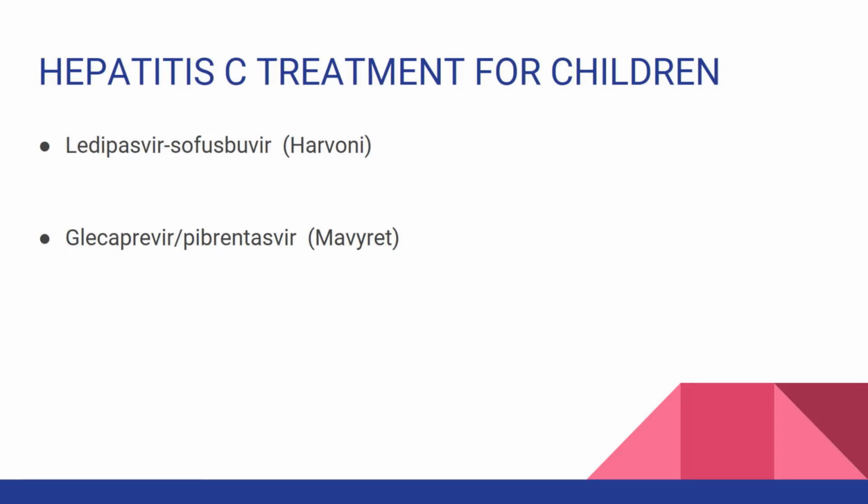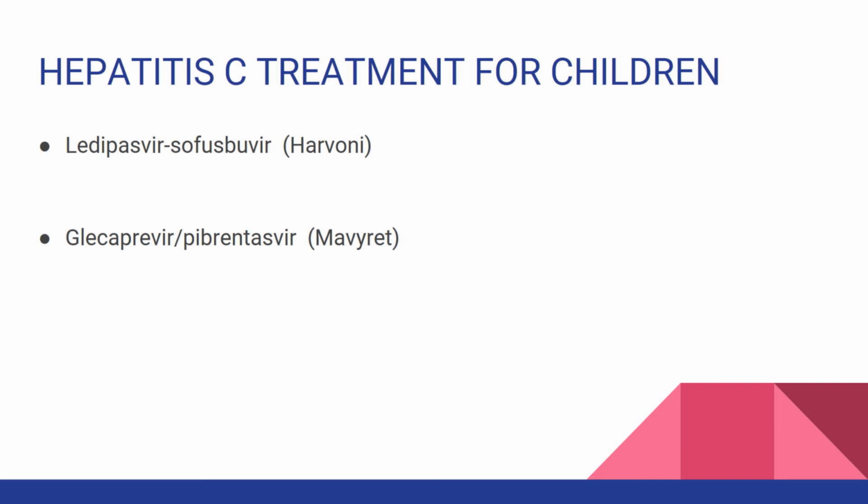Now, the good news is there are at least 2 treatment interventions which are effective to treat children who develop hepatitis C infection: Harvoni and Mavyret. These antivirals are very well tolerated without side effects. Children with hepatitis C who are 3 years old and above can be treated with these 2 antiviral medications. The downside is these medications are very expensive.